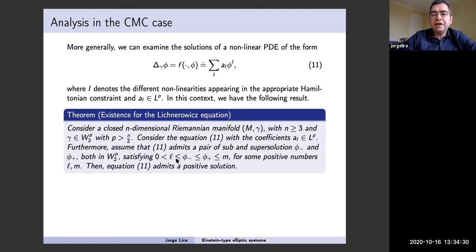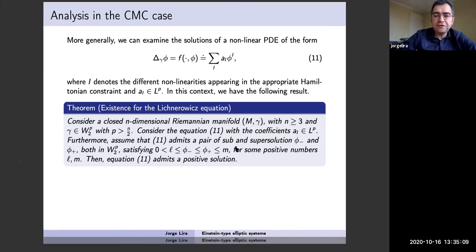prove that there are sub and super solutions for the problem. So if you can construct sub and super solutions for that problem, which are bounded and bounded by some positive number, then that equation admits a positive solution. Positive because you are searching for some conformal change of metric given by phi, so phi has to be positive. So the tricky part is, in fact, to construct the sub and super solutions. If you have that, then you can use some sort of fixed point argument to find the solutions.